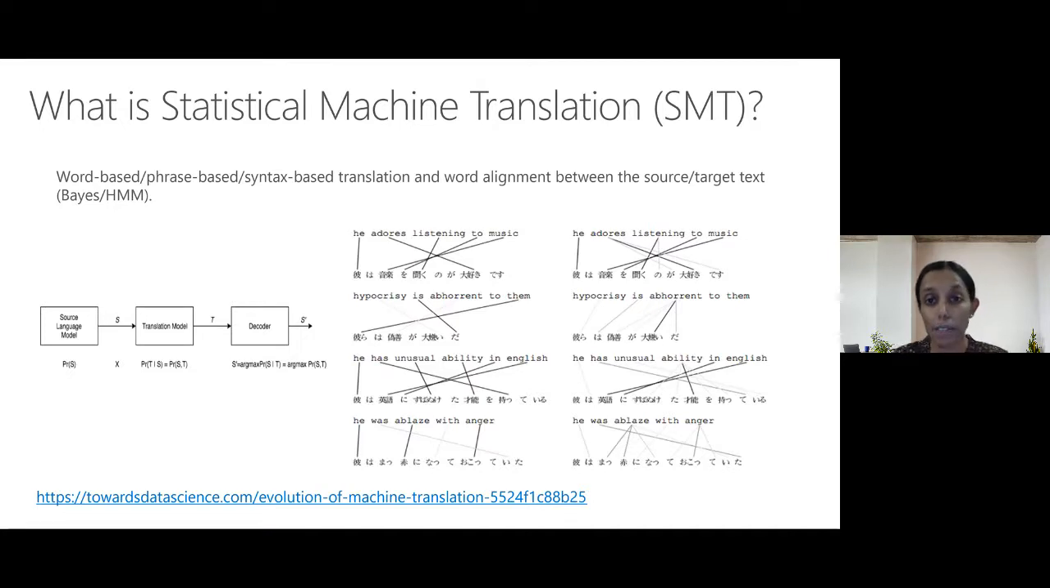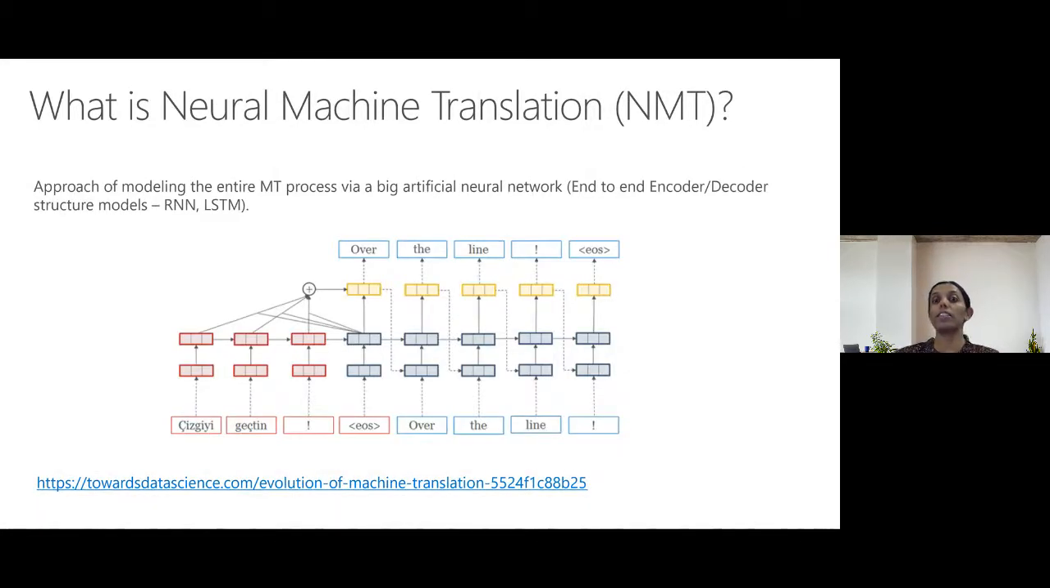Okay, so like I said in the previous slide, statistical machine translation, or SMT, is either word, phrase, or syntax-based translation, and it learns word alignments between the source and target text. If you see the examples on the right, you note that many times the order of the words gets flipped, or one word in one language maps to many words in the target language. So there are many combinations when it comes to languages. Essentially we have a source language model, a translation model, and a decoder, and it does all this for us.